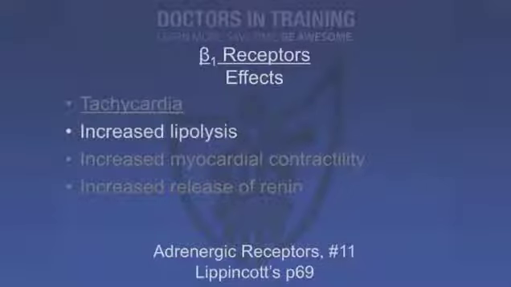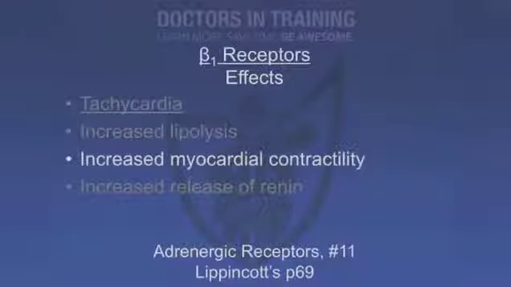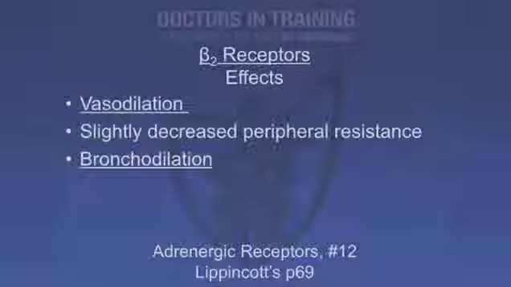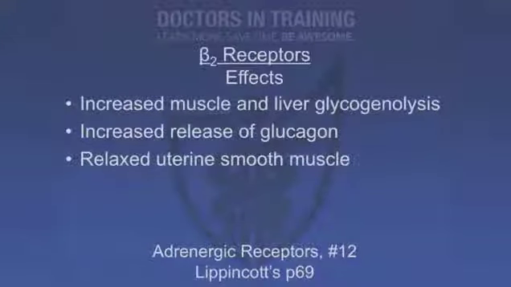So beta 1. Its major actions are on the heart. So you'll get tachycardia, increased lipolysis, increased myocardial contractility, and increased release of renin. So these are the responses you get when the beta 1 receptors are activated or stimulated. Now for beta 2, this is different. Its major actions are vasodilation. You'll get slightly decreased peripheral resistance. Very importantly, you get bronchodilation when you stimulate a beta 2 receptor. You'll get increased muscle and liver glycogenolysis. You'll get increased release of glucagon, and you'll get relaxed uterine smooth muscle.